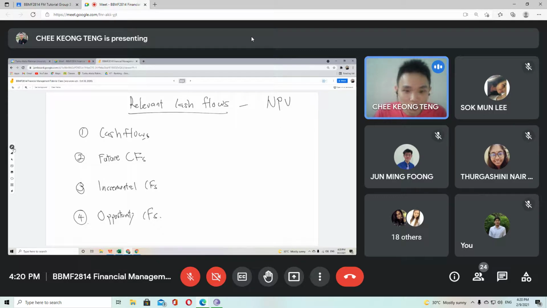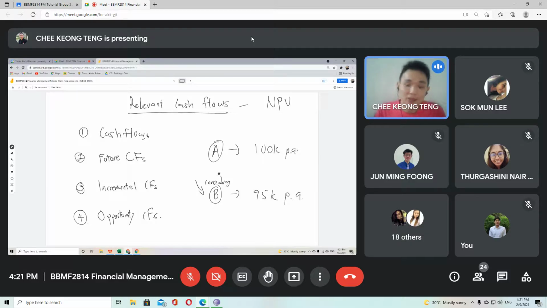And the last one will be opportunity cash flow. This one I use back the same example from the lecture class. You can think like you are working with company A, and you get 100,000 per annum. And suddenly company B is trying to headhunt you, offering you 95,000 per annum. Now you are considering B, just like a company considering an investment B.